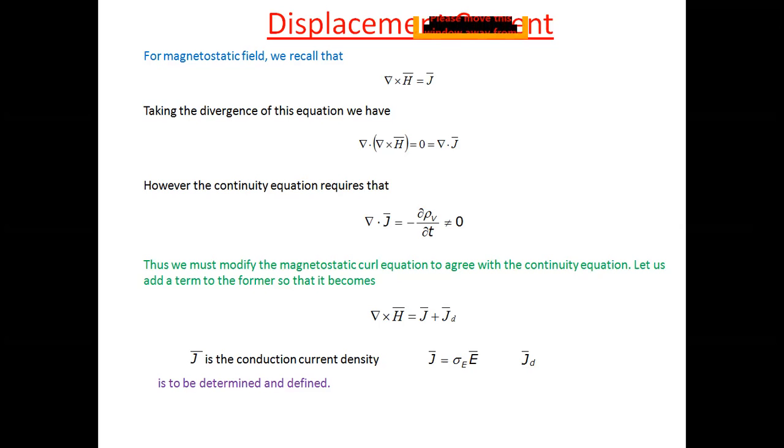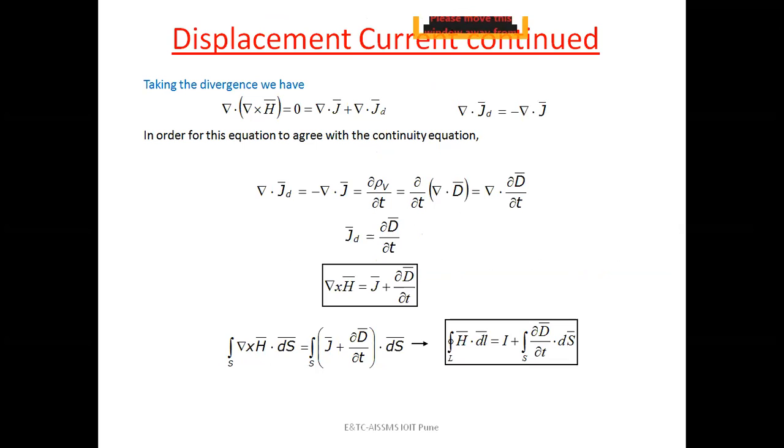Let us add a term to the former so that it becomes del cross H is equal to J plus JD. We know that J is the conduction current density and JD is the displacement current density. Here J is equal to sigma E, where E is to be determined. Taking the divergence, we have del dot del cross H is equal to 0, equal to del dot J plus del dot JD. Therefore del dot JD is equal to minus del dot J.